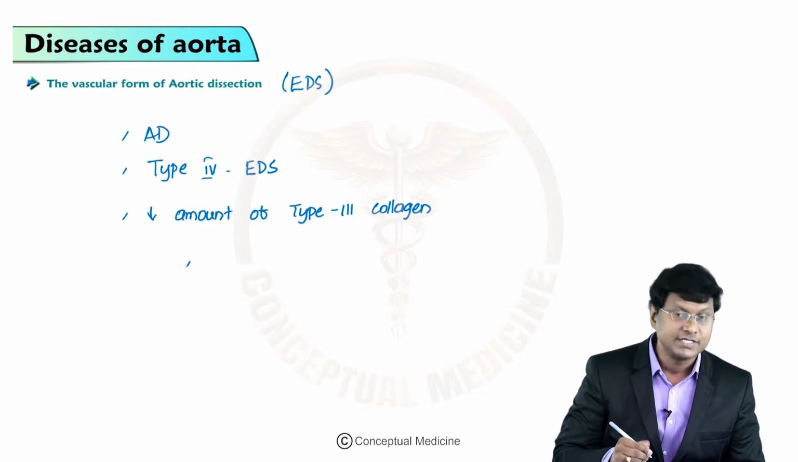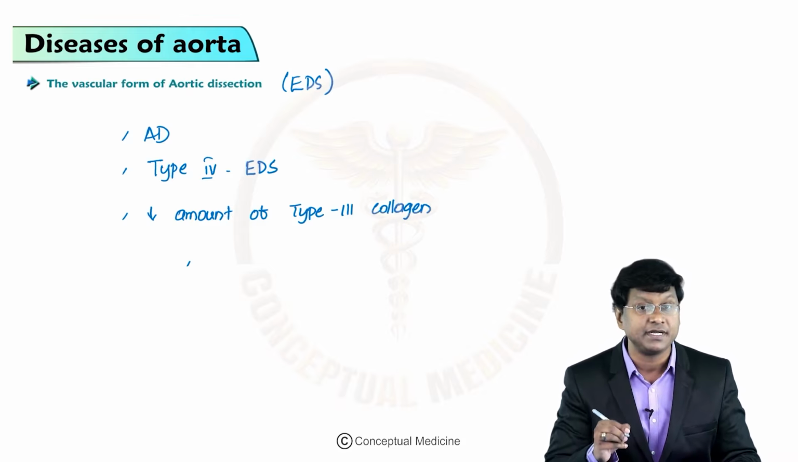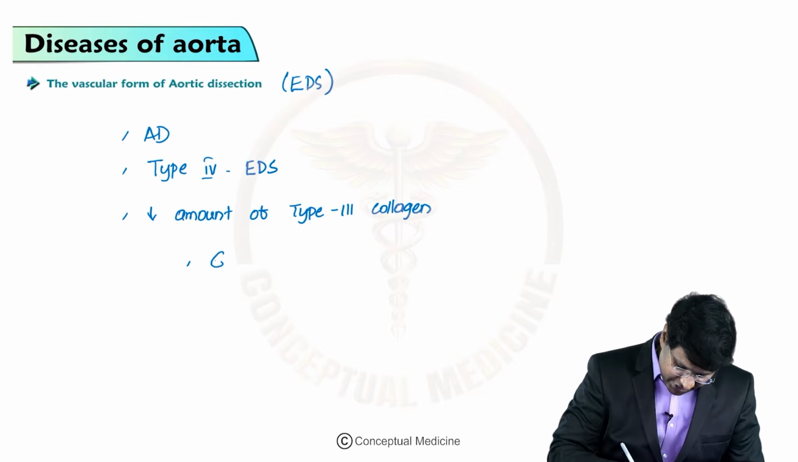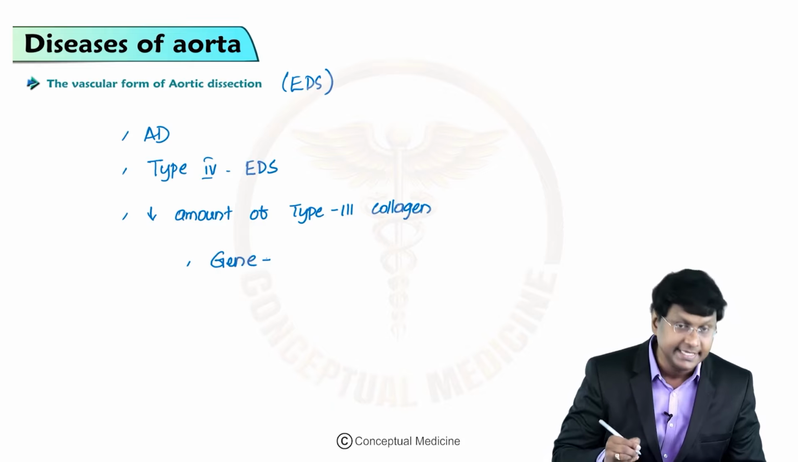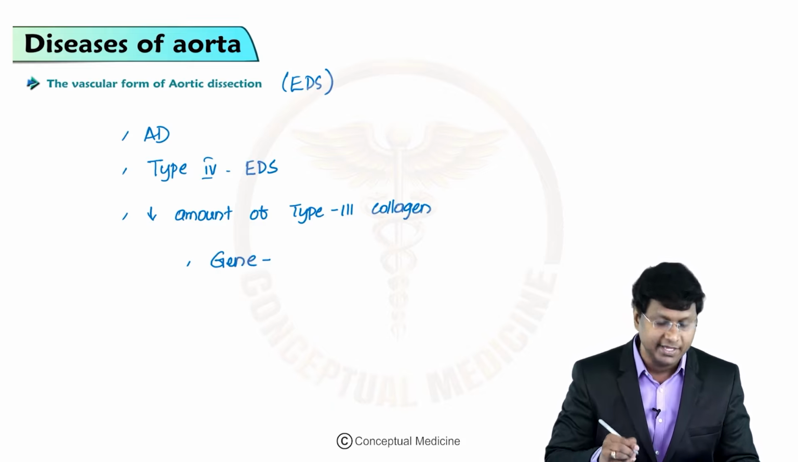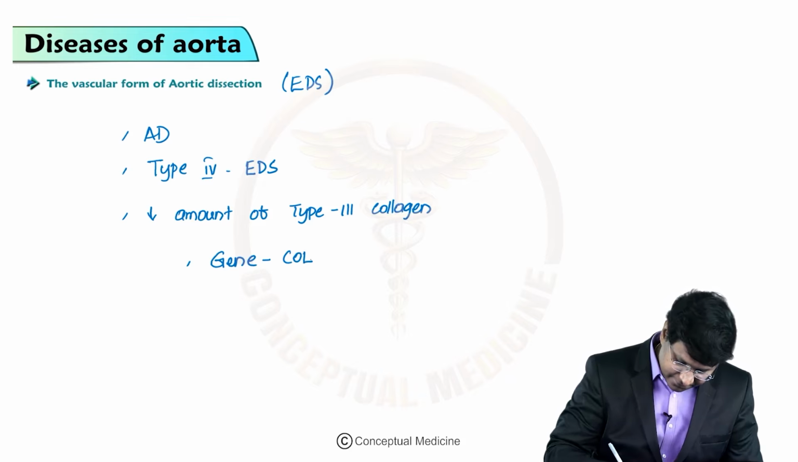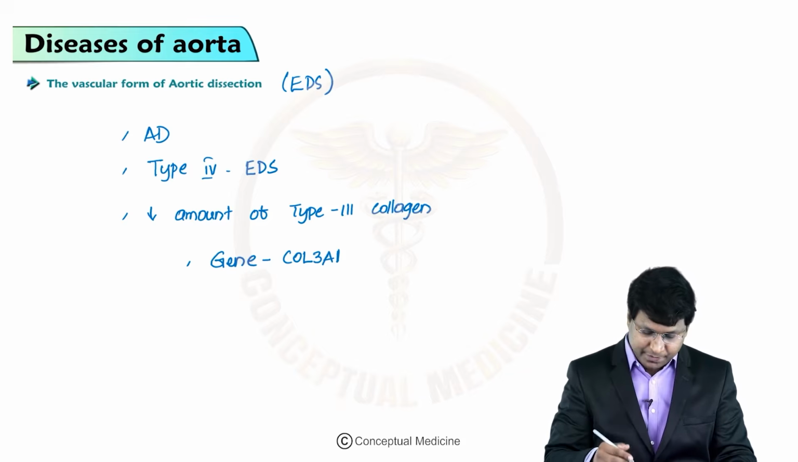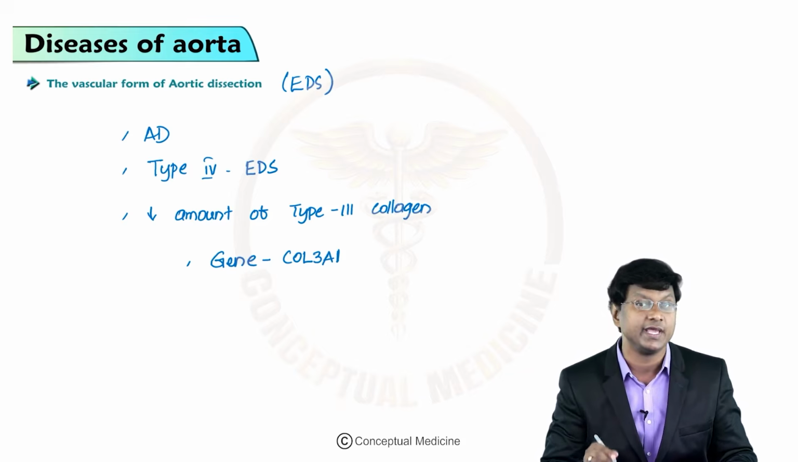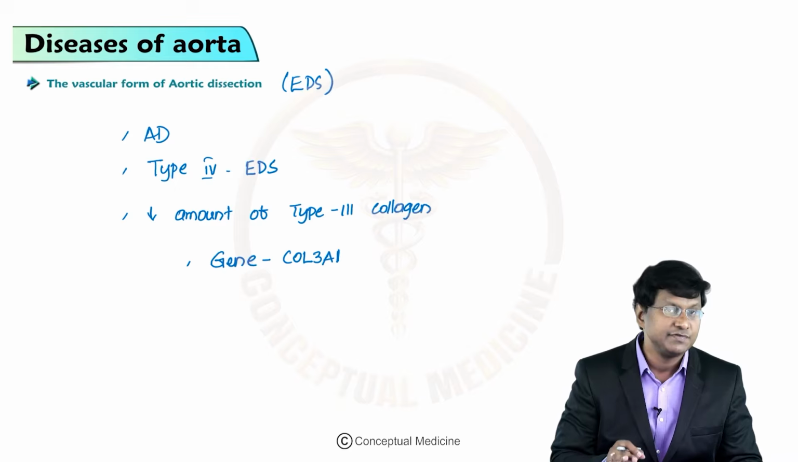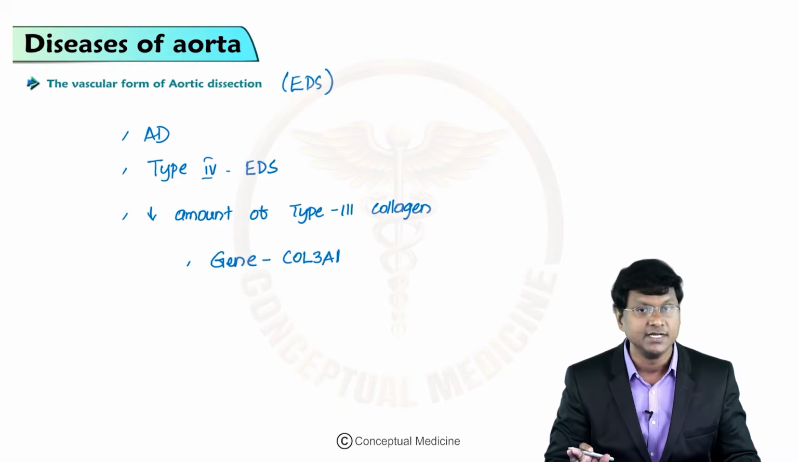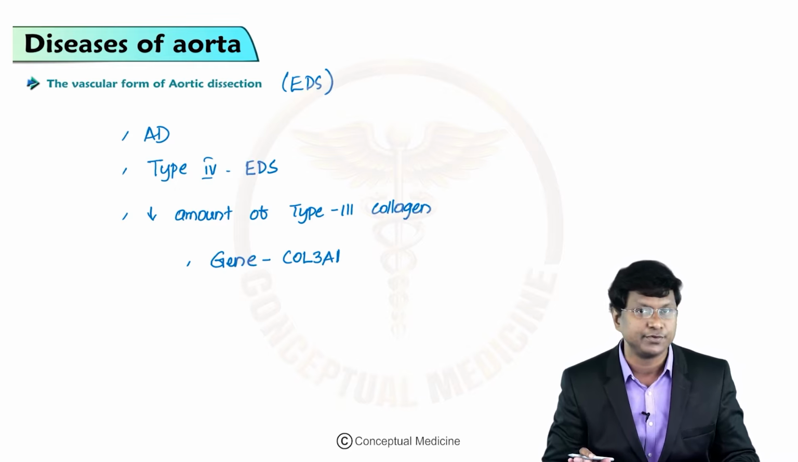And there is also a mutation in a particular gene. The gene which is mutated is COL3A1. This is the gene which is mutated, resulting in the vascular form of aortic dissection.